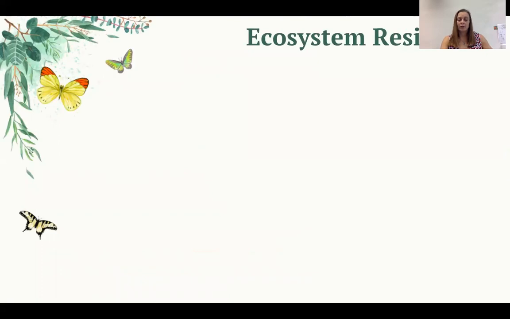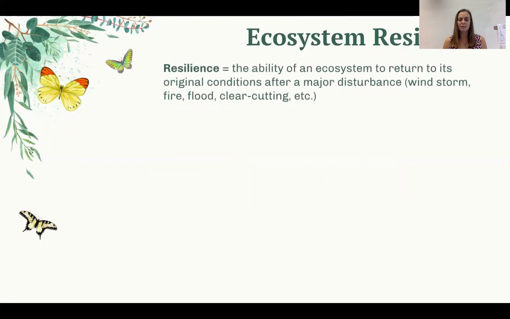Okay, so we've talked about diversity at the ecosystem level, at the species level, and at the genetic level. And now we're going to talk about how all of that comes together to make an ecosystem more resilient and what that really means. So when we talk about resilience, we're talking about the ability of an ecosystem to bounce back, to come back to its original conditions after there's a major disturbance. Again, that can be a natural disturbance like a windstorm, a fire, a flood, but it can also be a human-caused disturbance. It can be clear cutting, it can be development.